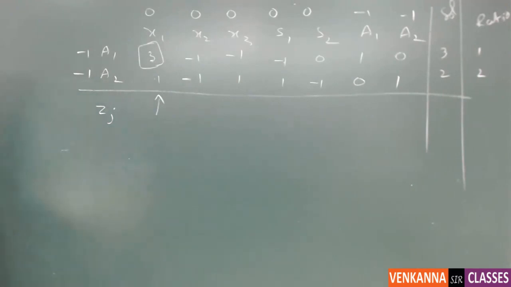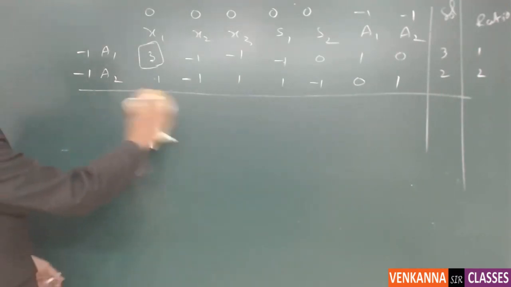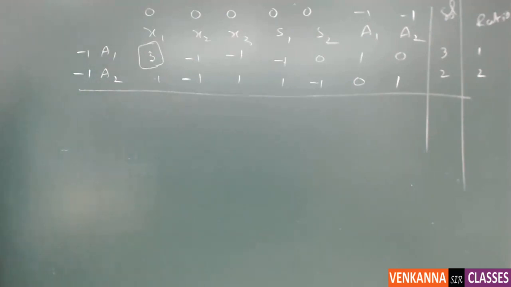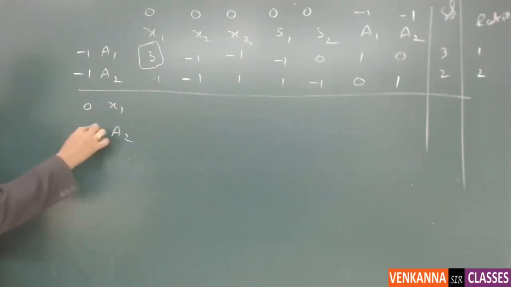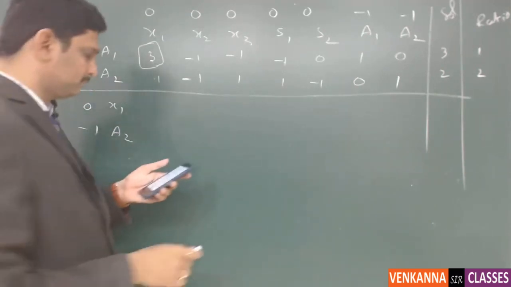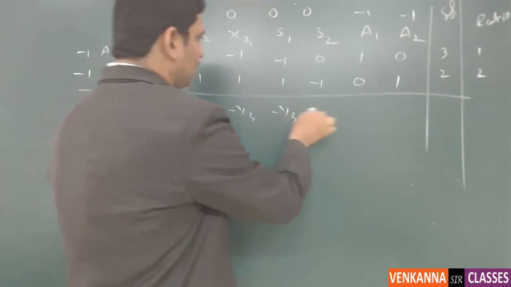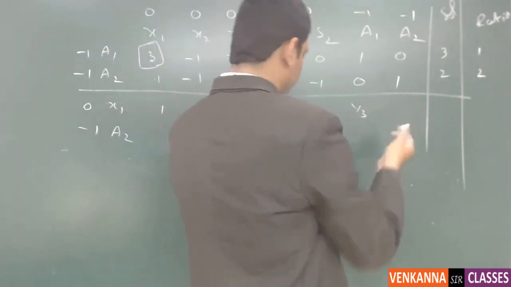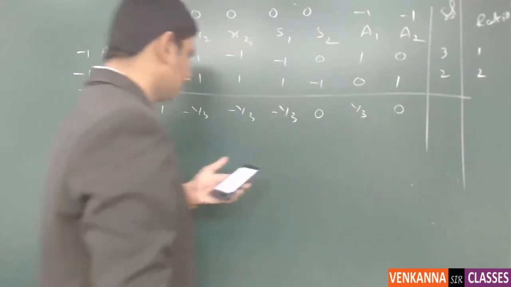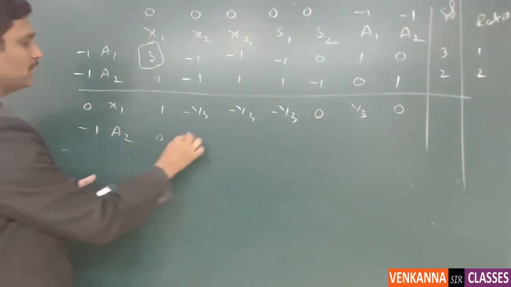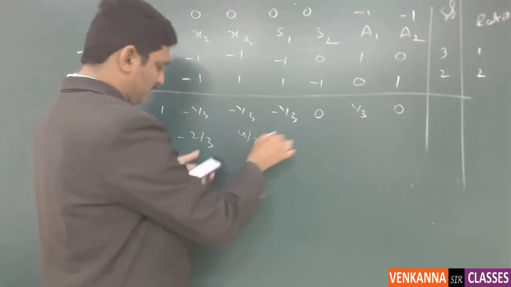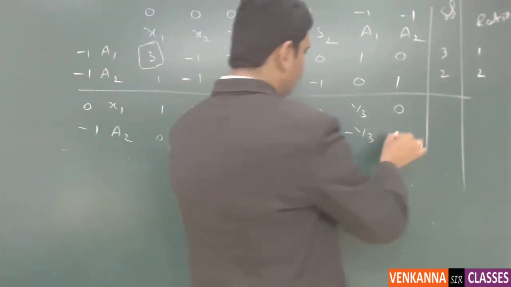So later, after this replacement is done, I am going to write the corresponding variable here. So a1 is replaced with x1 and 0 will come here. This is a2 with minus 1. I will straight away write the modified table. It will look like this. So 1, minus 1 by 3, minus 1 by 3, minus 1 by 3, 0, 1 by 3, 0. And you can avoid that thing also. 0, minus 2 by 3, 4 by 3, 1 by 3, minus 1, minus 1 by 3, 1.